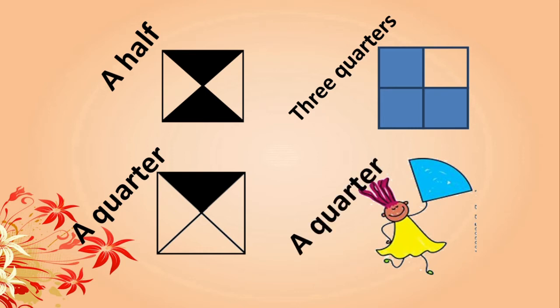Yes, in 1 whole we get 2 halves, 4 quarters. Otherwise 1 quarter and 3 quarters. Right?